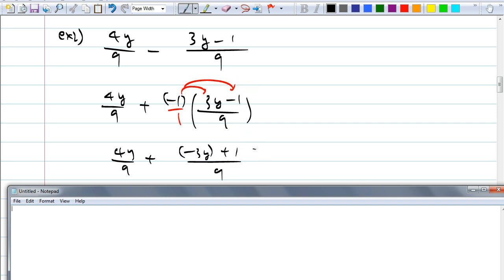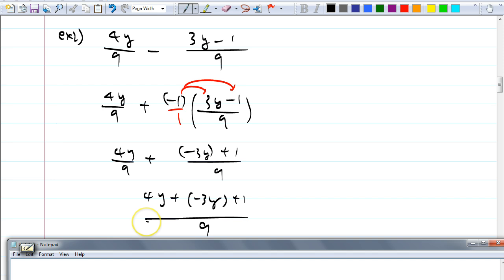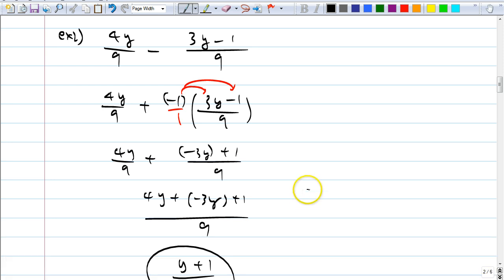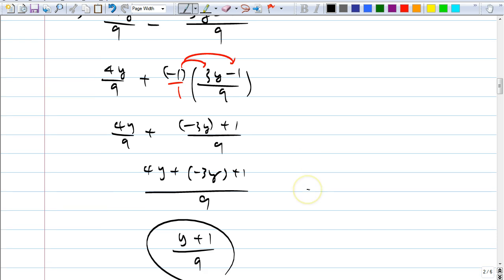Now that we have a common denominator, Lindsay, what do I do here? Now you can add the two numerators together. Right. What do I get when I do? I get 4y plus negative 3y plus 1 over 9. You get y plus 1 over 9. And that's all you could do, right? Could we cancel something out here? Can we simplify more? No.